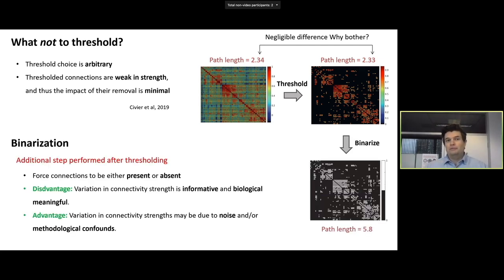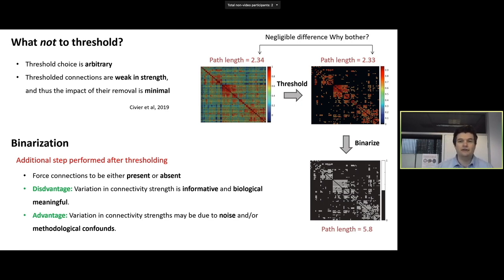There is one further step that can be done. Once we've thresholded our network, we can also then go on and binarize the network. And this is where we're only interested in knowing whether a connection is present or absent between a pair of nodes. We throw away the information about connectivity strength, whether that be functional, the correlation coefficient, or the streamline count. The disadvantage of binarization is that this variation in connectivity strength is most likely to be informative and biologically meaningful. We see a rich variation across pairs of regions in connection strength.